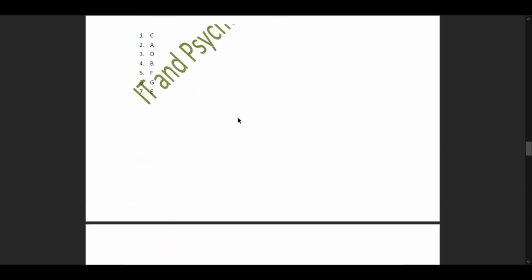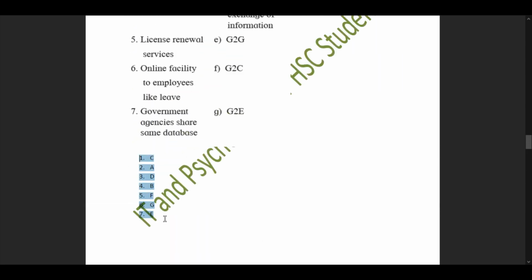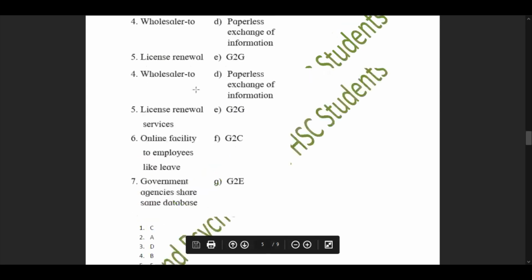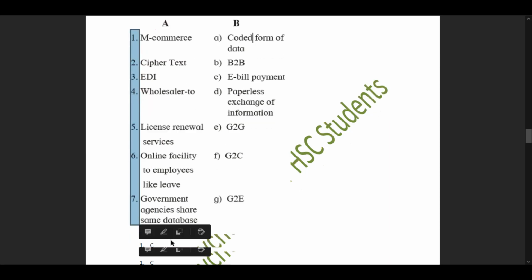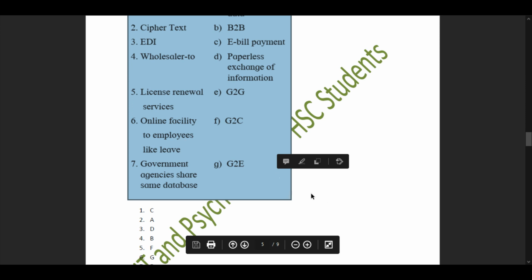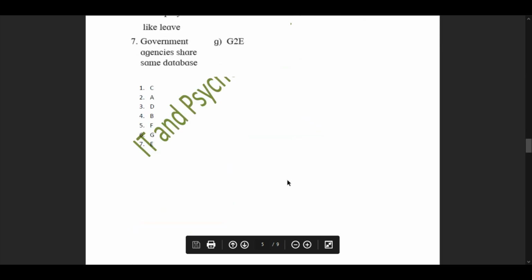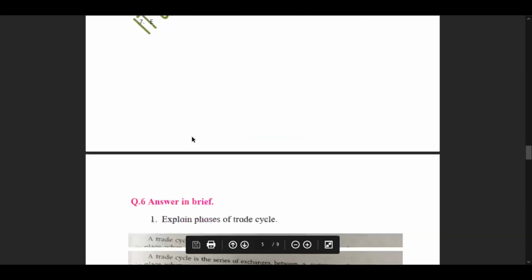Accordingly, we'll move forward. So just note down these or just cross the correct answers here, or just write the alphabets next to the numbers here, so that you'll get a neater match the following. And just pause the video here, just note it down, and we'll move forward.